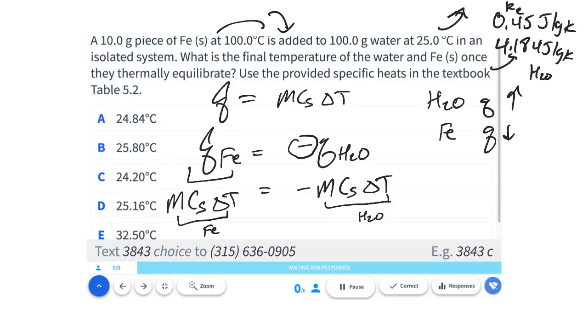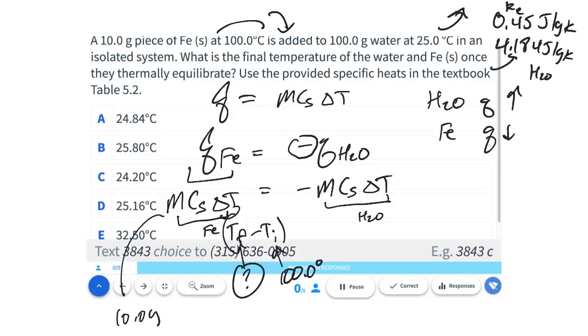Okay, so plug in the mass of iron, specific heat of iron, and now the TF minus TI change is just the final minus the initial. Final is what we're going to solve for. The initial is 100 degrees. So we're going to be plugging in 10 grams and 0.45 joules per gram Kelvin.